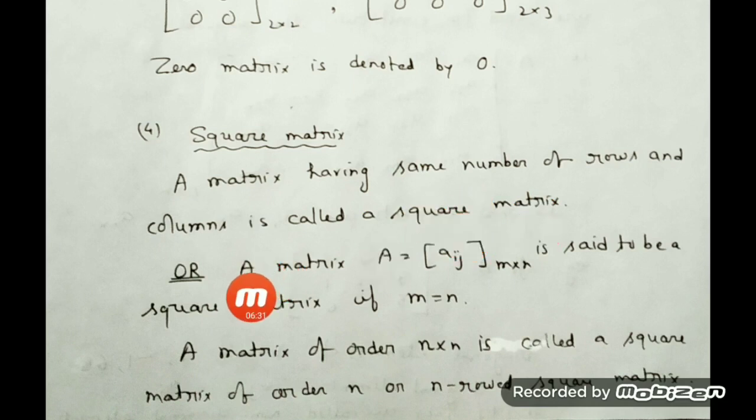Okay, mathematically how will we define it? A matrix A equal to Aij m by n, it can be of any order, but the rows and columns must be equal. It is said to be a square matrix if m is equal to n. If m is 1, n must be 1, m is 2, n must be 2, m is 3, n must be 3, like that. A square matrix always has the number of rows and number of columns equal. A square matrix of order n by n is called a square matrix of order n. Instead of saying n by n, we call it a matrix of order n or an n-rowed square matrix.